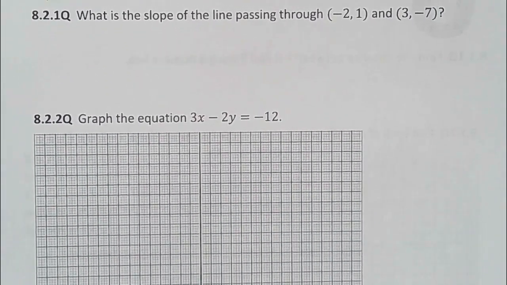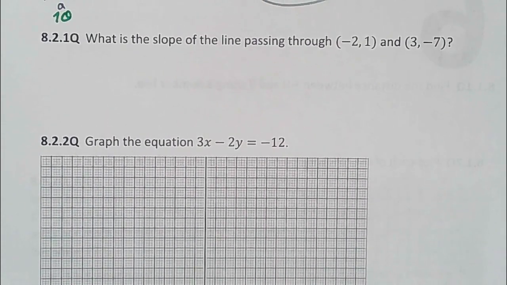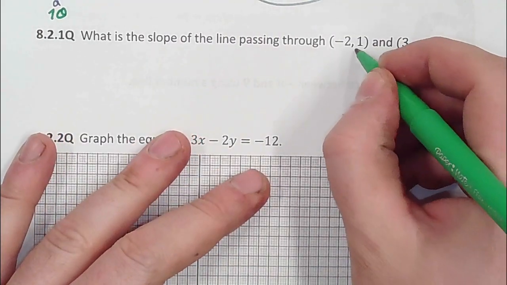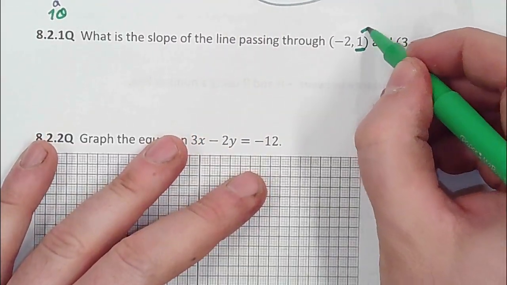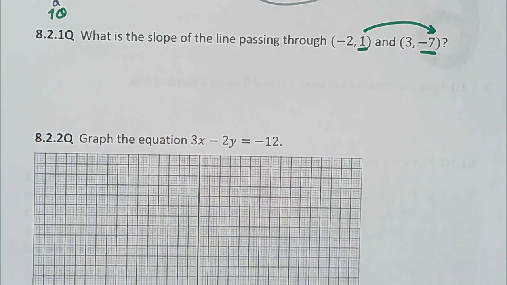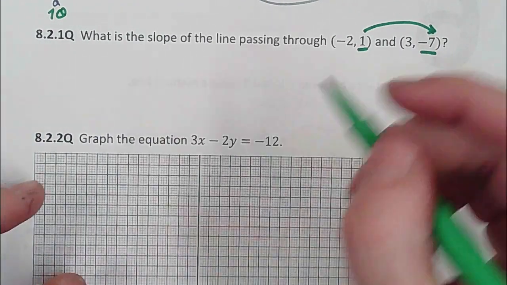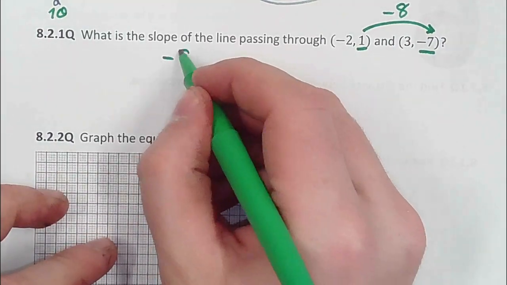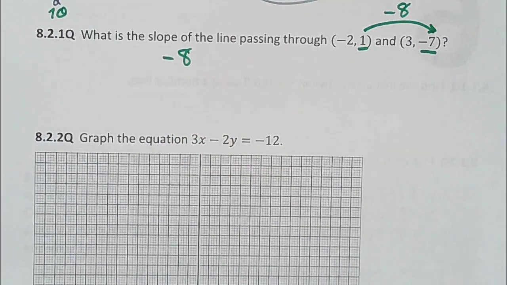821, what is the slope of the line passing through these points? Slope is vertical change over horizontal change. So vertical change, dealing with our y values. How much change between 1 and negative 7? I gave it away. Down 8, right? The negative 8 is our vertical change. What about our horizontal change?